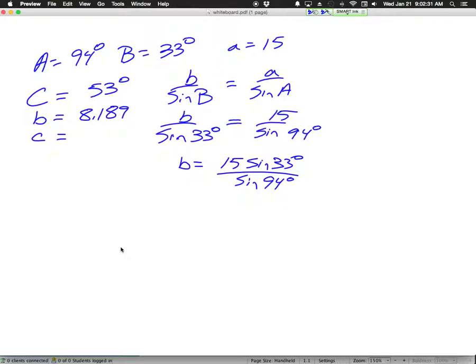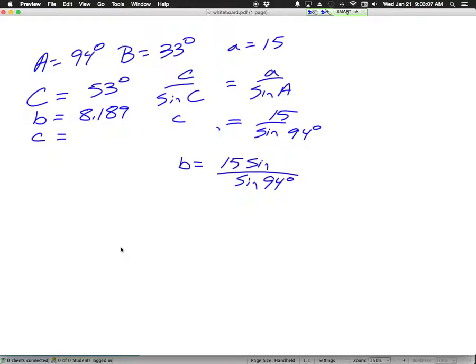Alright, so now I want to find side C. What needs to change to be able to find side C? C instead of B. I want to get rid of the B, because on the last one I was solving for B. Now I want to solve for C. So I'm going to replace my B's with C's. So I take this out and I put C's in there. So C over sine of C.